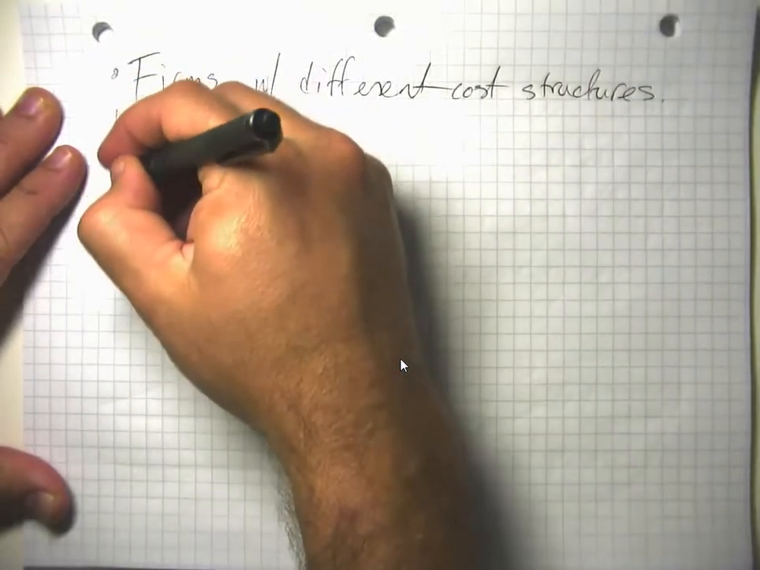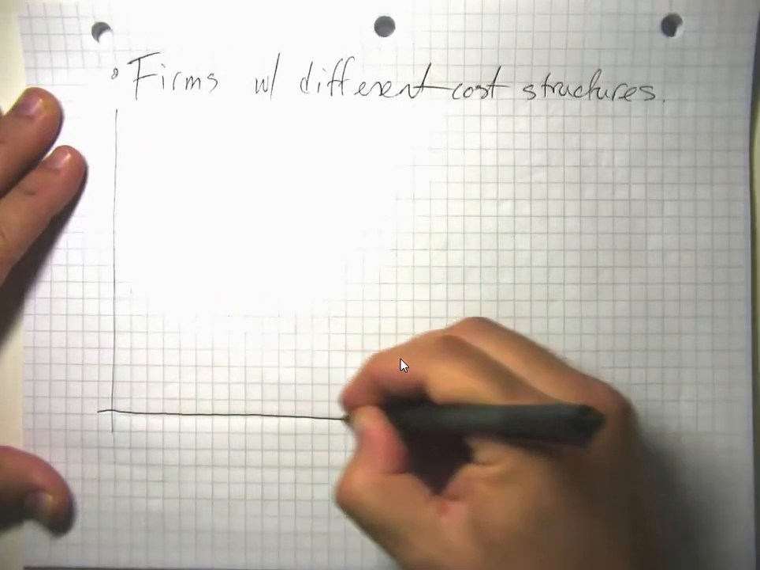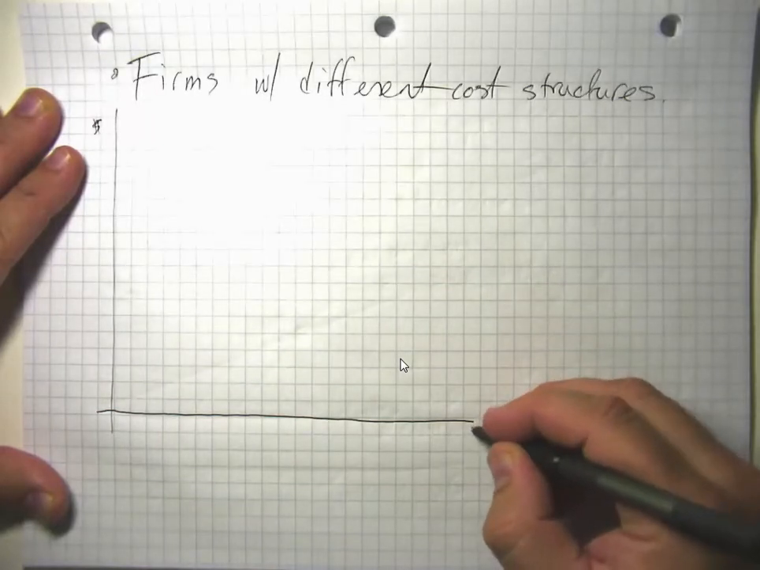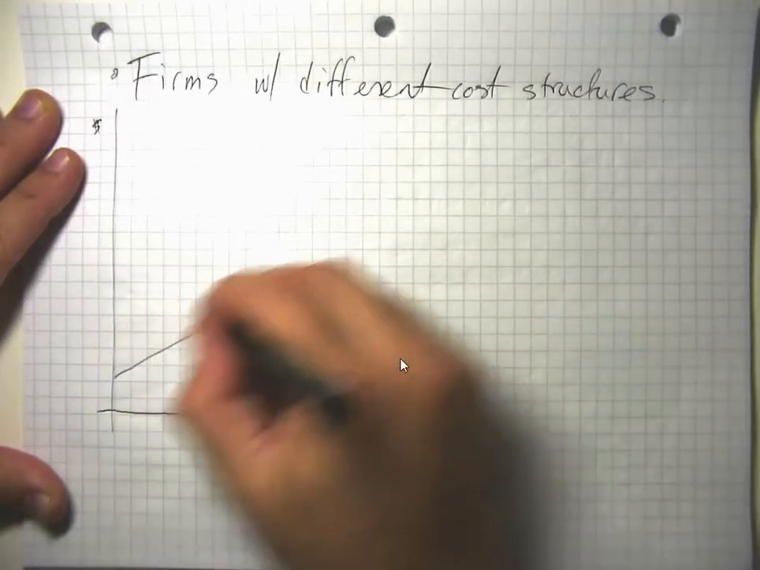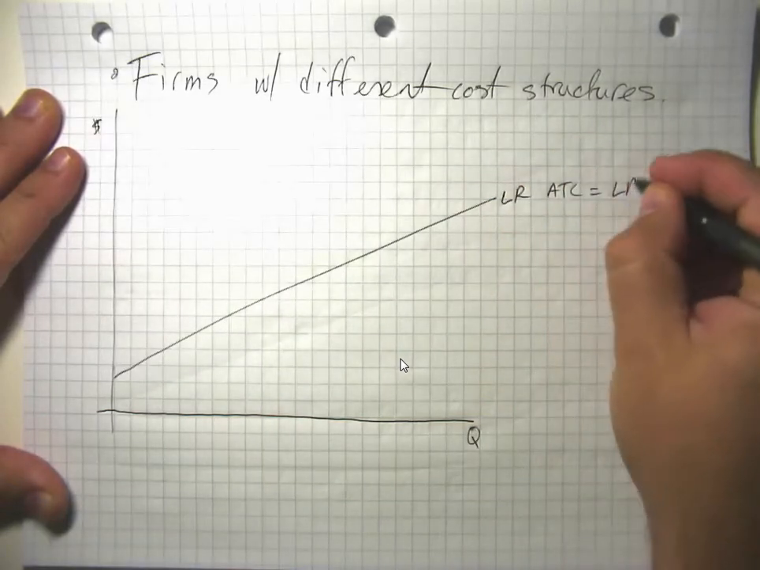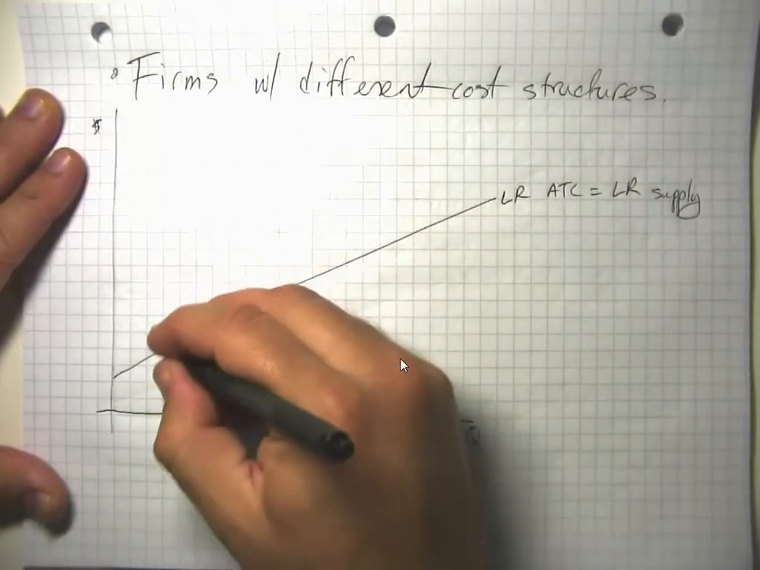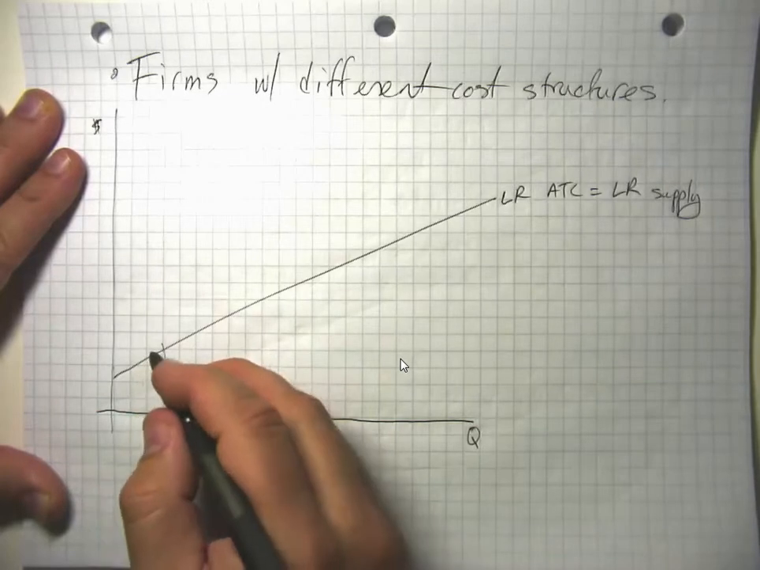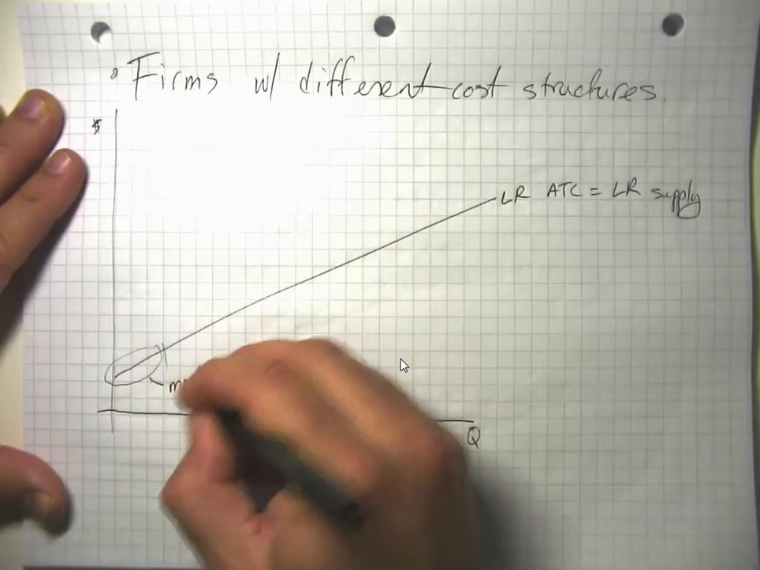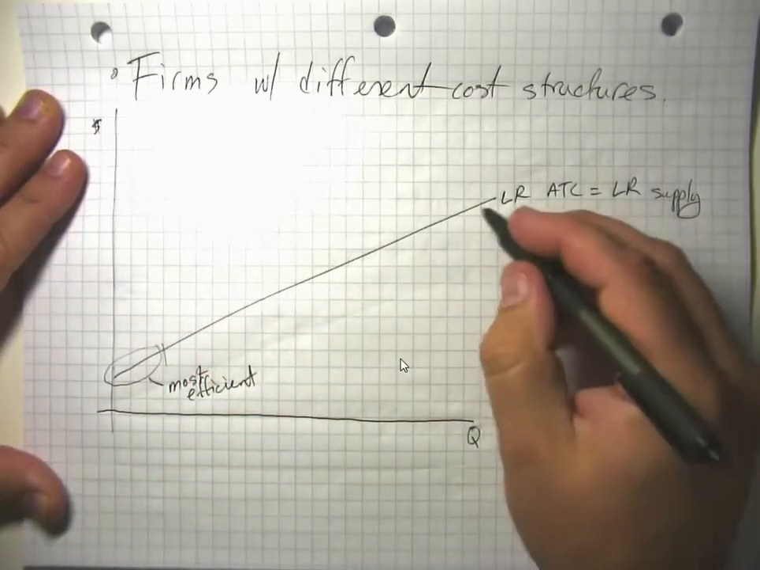So what's going to happen here is that instead of costs rising for all firms as we shift along this long-run average total cost curve, which is our long-run supply curve, what's happening is that we're adding less efficient firms to the market. So at this point here, we only have the most efficient firms existing in the market. So the ones with the lowest average total costs.